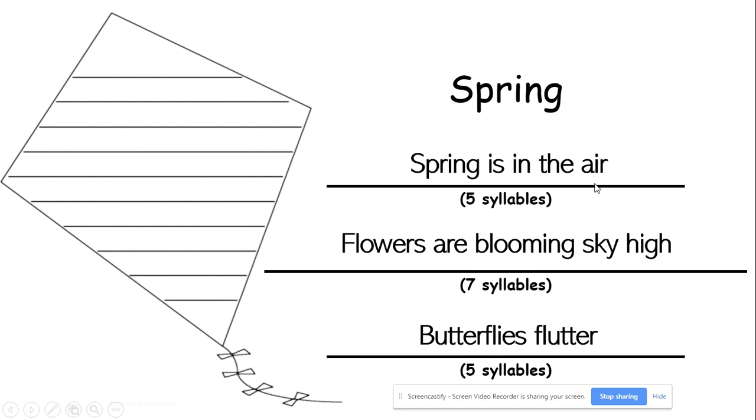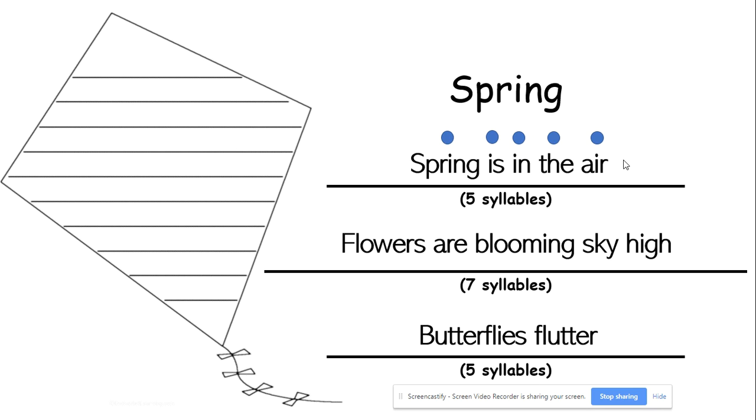There are 5 words in this line and also 5 syllables. That's because each word is only made up of 1 syllable. Take a look at these dots. Spring is in the air. There's only 1 sound that belongs to each of these words.